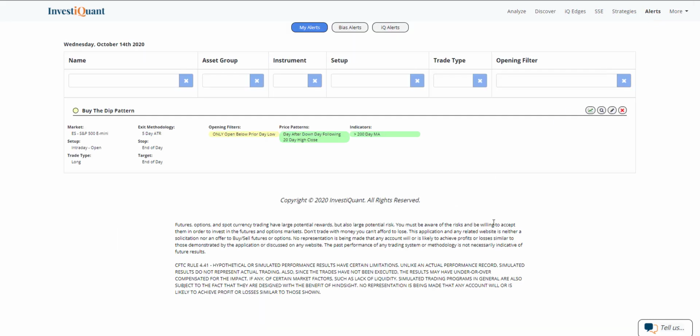And this morning when I was looking at my alerts for potential ideas that I have saved for today, I have one that is potentially in play: opening below the prior day low following a red candlestick that followed a 20-day high close. This takes place above a 200-day moving average. Let me go ahead and load this into Discover, and I'll talk about this pattern a little bit more.